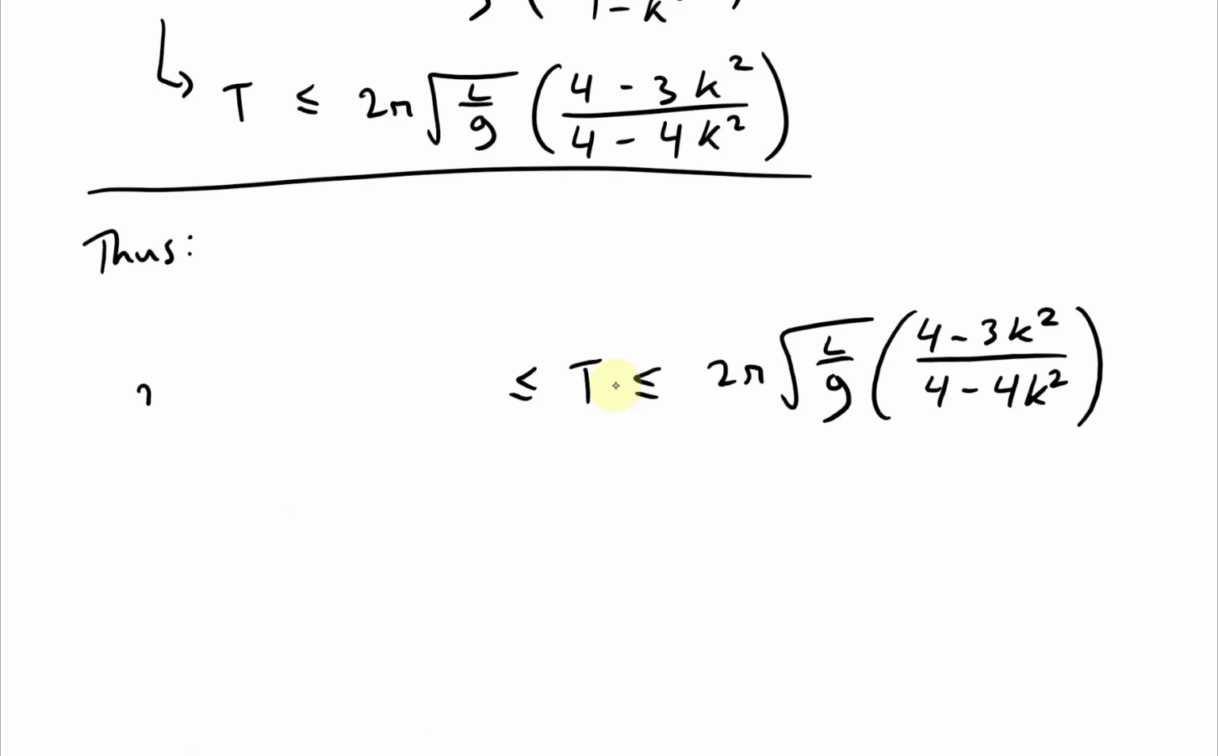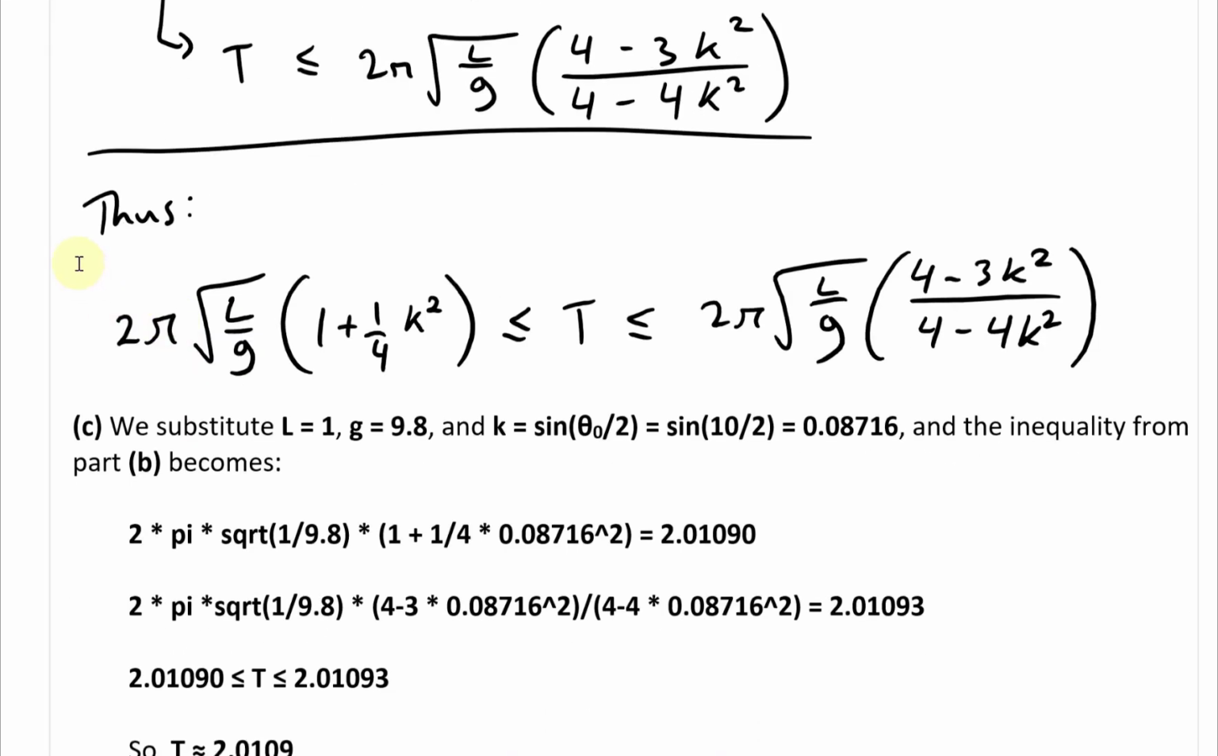So t is greater than 2 pi square root L over G, and then we're going to have a 1 plus 1 over 4k squared, like that. And yeah, so this is our full inequality, and we can scroll up, and this is exactly what we're asked to solve.